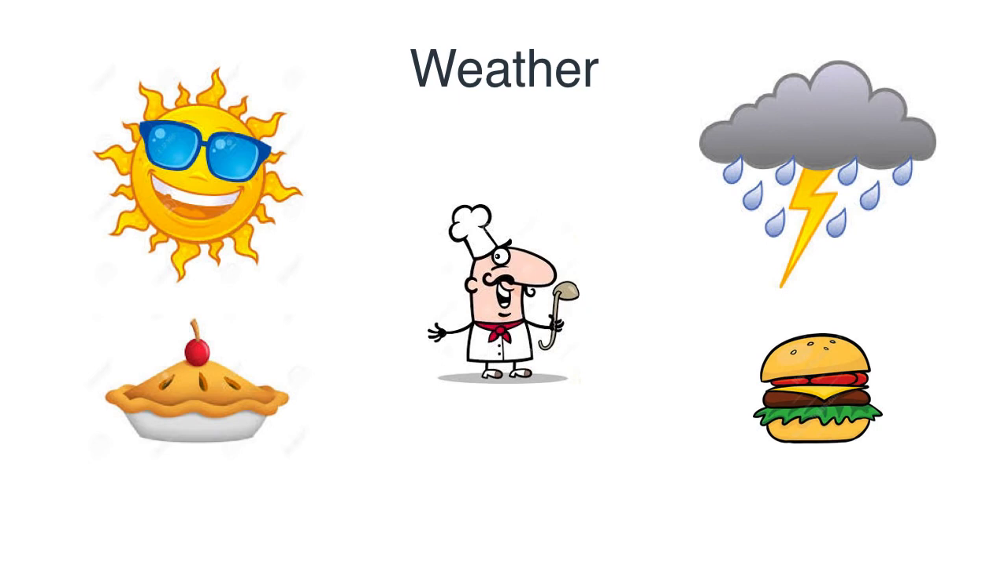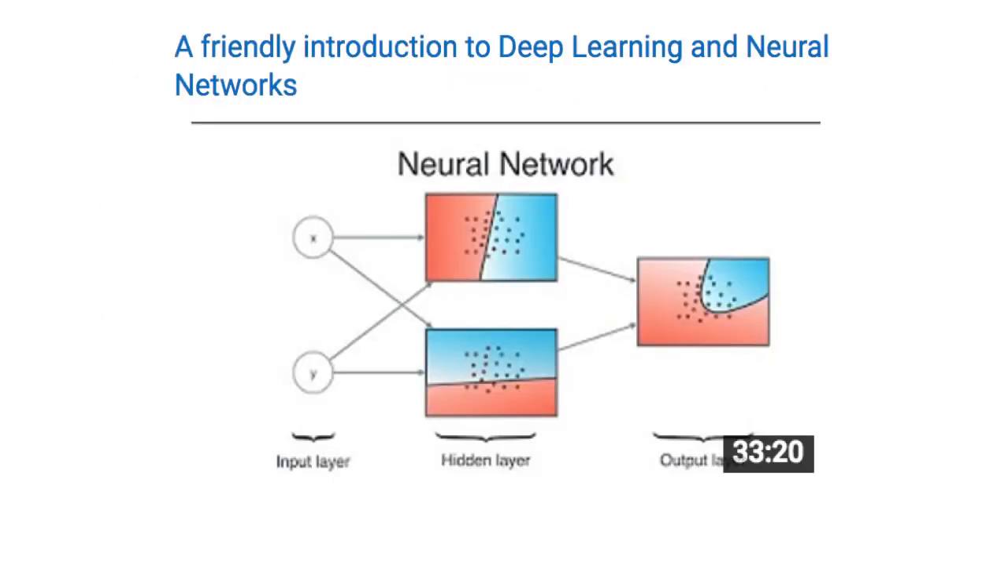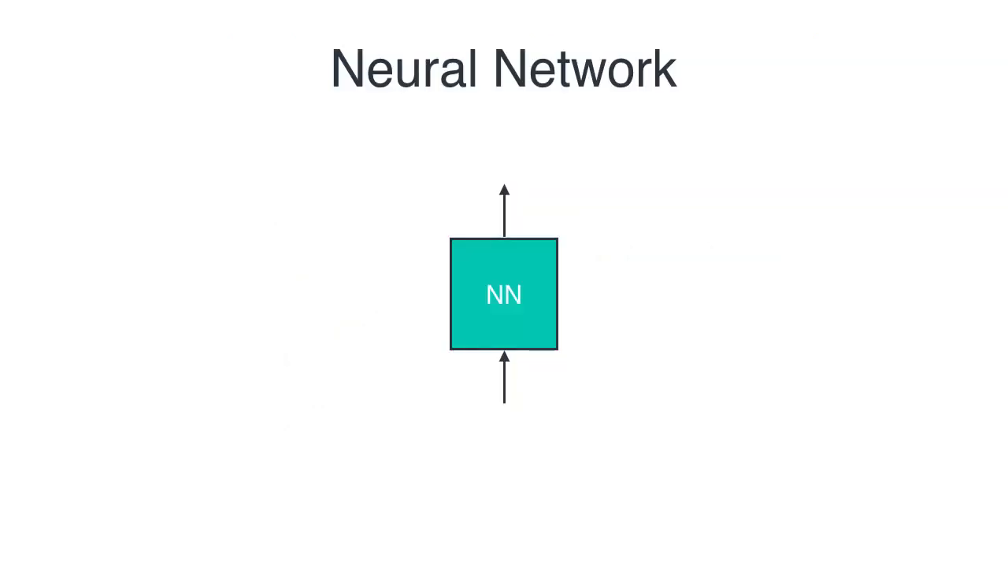So this scenario can be easily modeled by a very simple neural network. If you don't know what a neural network is, I recommend you this other video that I have on my channel. It's called A Friendly Introduction to Deep Learning and Neural Networks. You should check it out, and that'll give you an idea of what neural networks are. So this would be a very simple neural network. A neural network has an input and an output. And so in this case, the input is, for example, a sunny day, and the output is an apple pie. Or if the input is a rainy day, then the output is a burger.